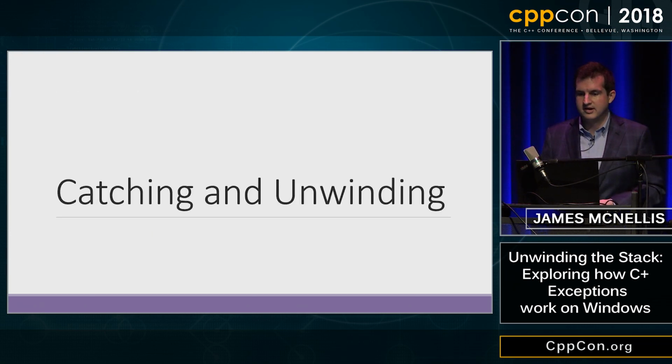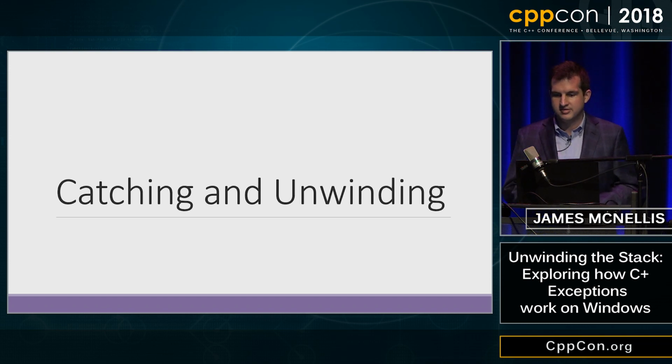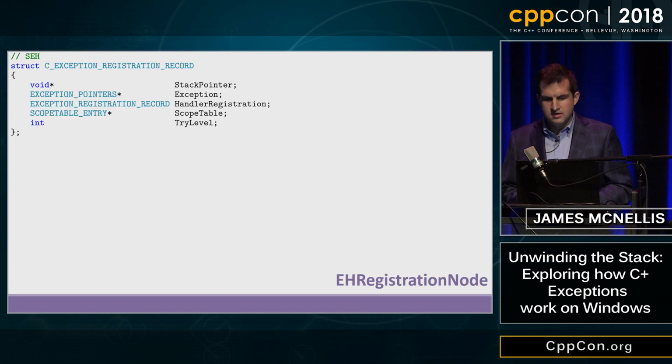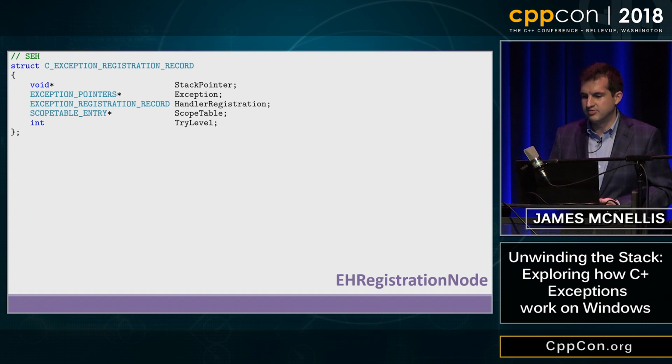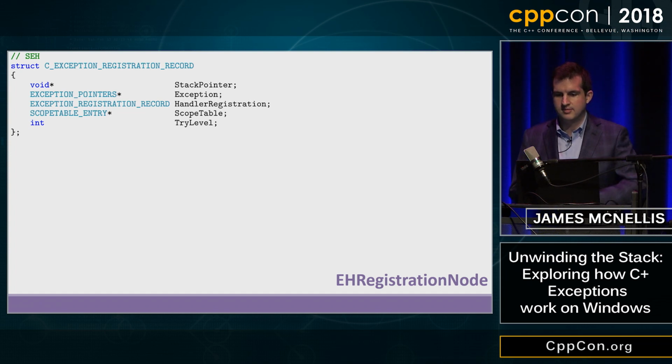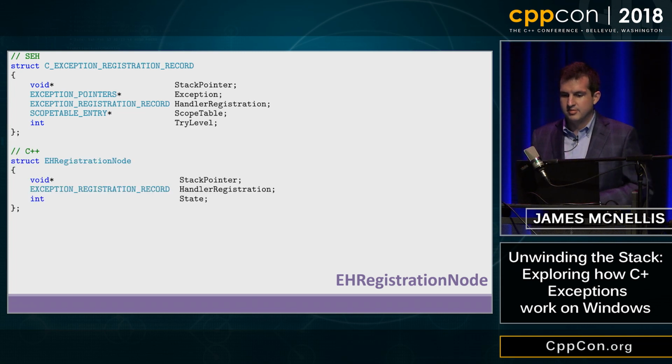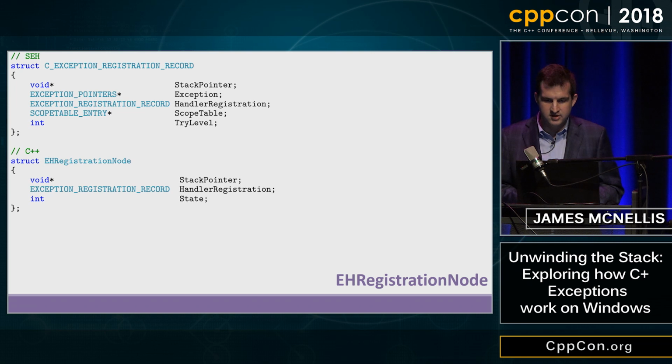Now we can look at the other side of things. How are exceptions caught, and how is the stack unwound? So with the compiler's structured exception handling support, we had this C exception registration record, which contained some auxiliary state. There's something similar for the C++ exception handling support called the EH registration node.